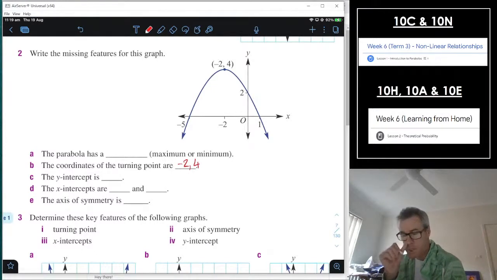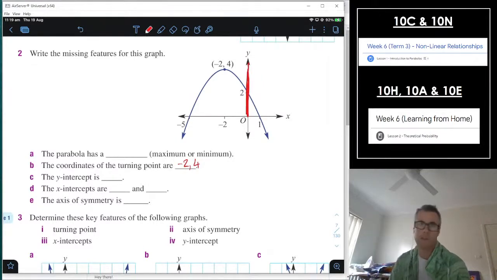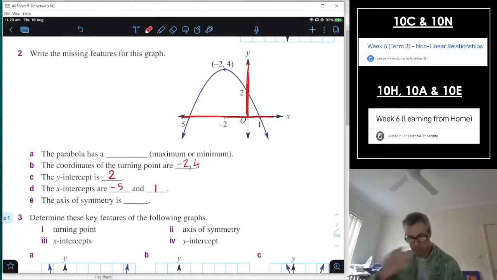The y-intercept, that's where the line runs through the y-axis. Here is our y-axis, and you can see that it's actually labeled for us. It goes through 2. The x-intercepts, now there are 2 x-intercepts. Our 2 x-intercepts are -5 and 1.